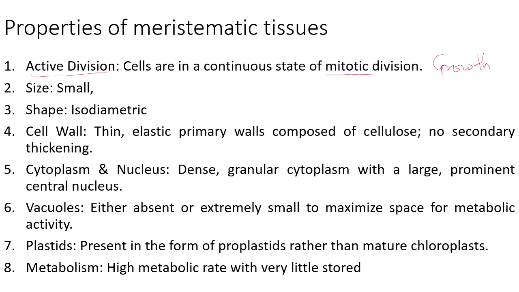Size of meristematic cell is small. Shape is isodiametric. Cell wall is thin, elastic, and there is no secondary thickening. Cytoplasm and nucleus is dense. It is granular with a large prominent central nucleus. Vacuoles are either absent or extremely small to maximize space for metabolic activity.